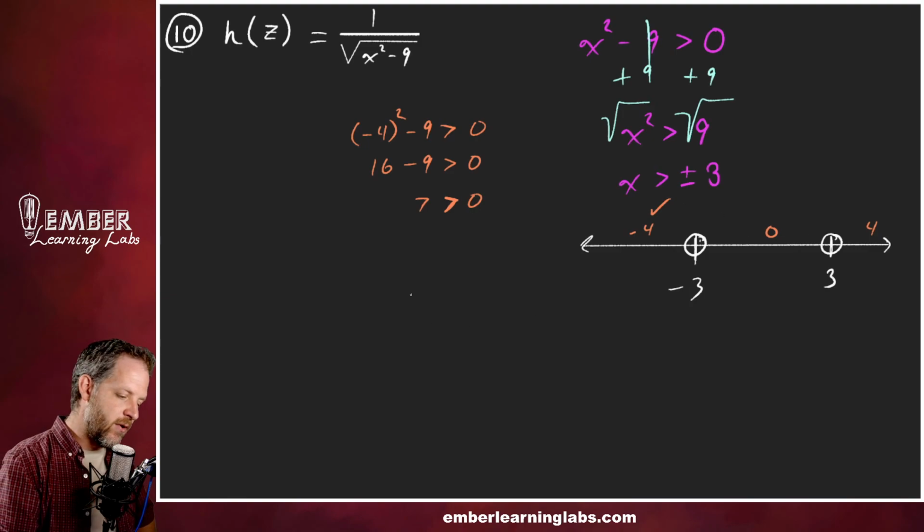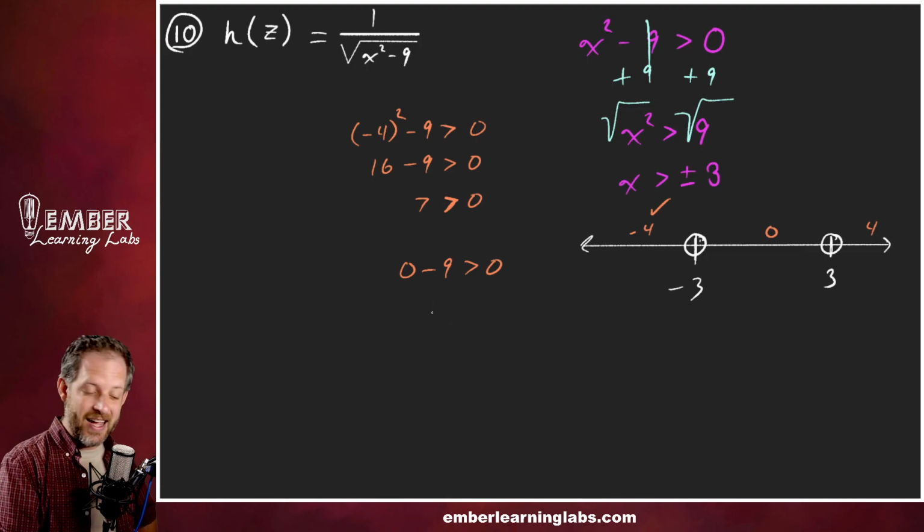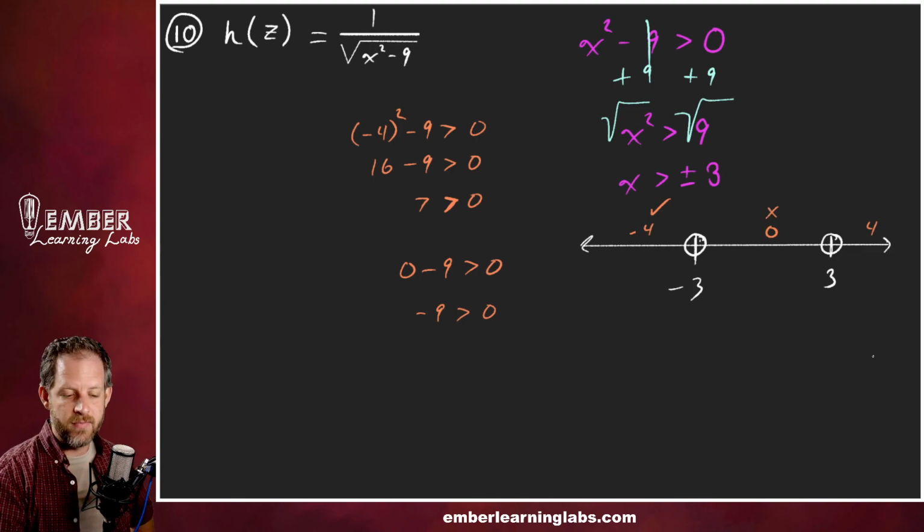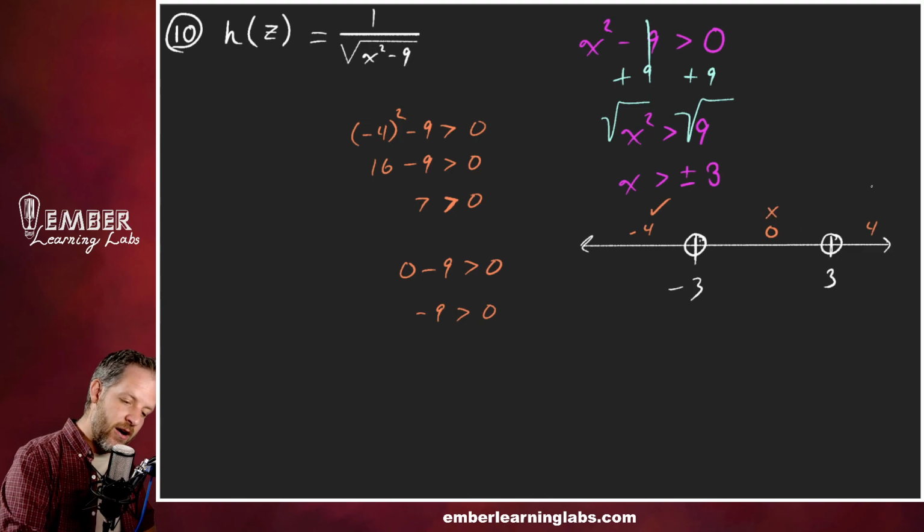Okay, let's plug a 0 in here. That's going to be easy. 0 squared is 0 minus 9. Is that greater than 0? 0 minus 9 is -9. -9 is not, in fact, greater than 0. This one doesn't work.